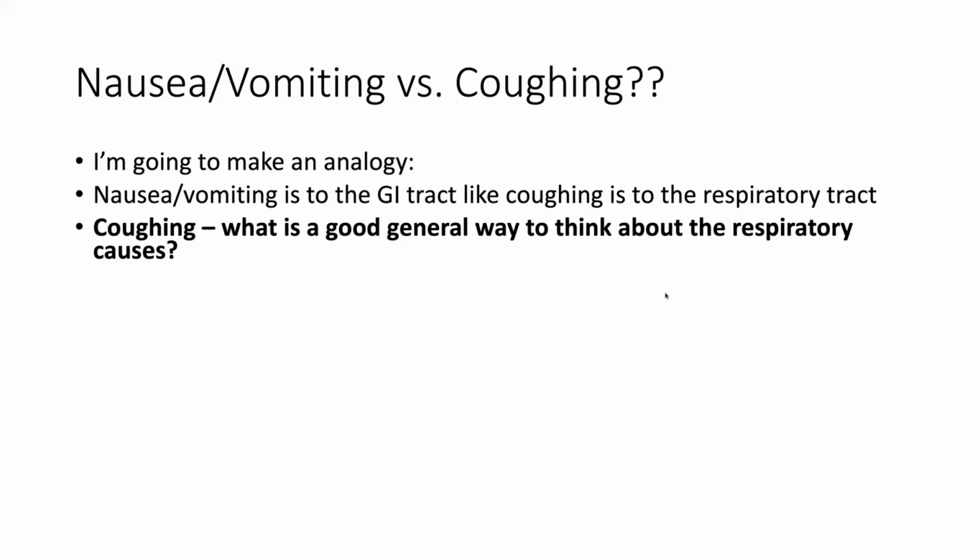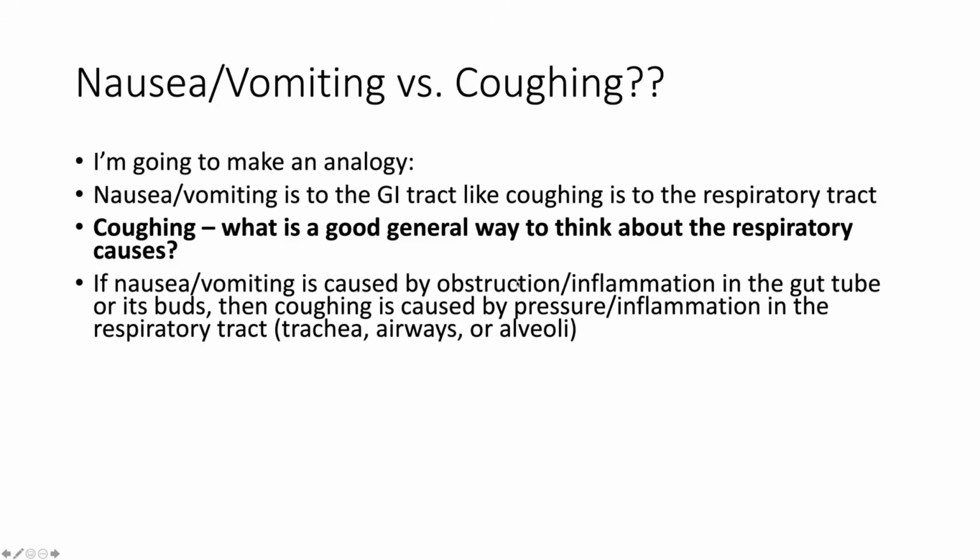I'm sorry, my connection was in and out. Could you please repeat that really quickly? Yeah, absolutely. We're saying that inflammation or pressure cause an increase in nausea in the GI tract. Would it be fair to say that an increase in inflammation or pressure in the respiratory tract could cause an increase in coughing? Yes, for basically the same mechanisms.